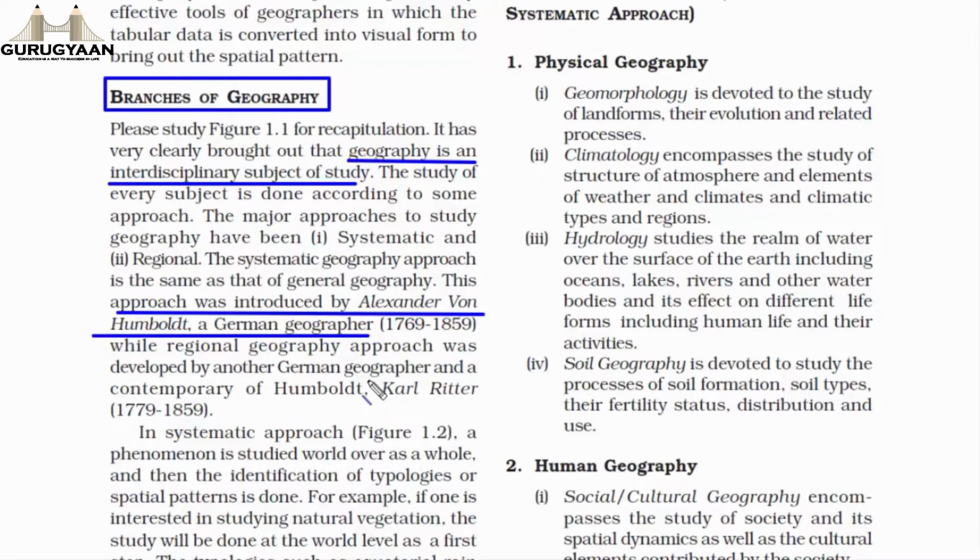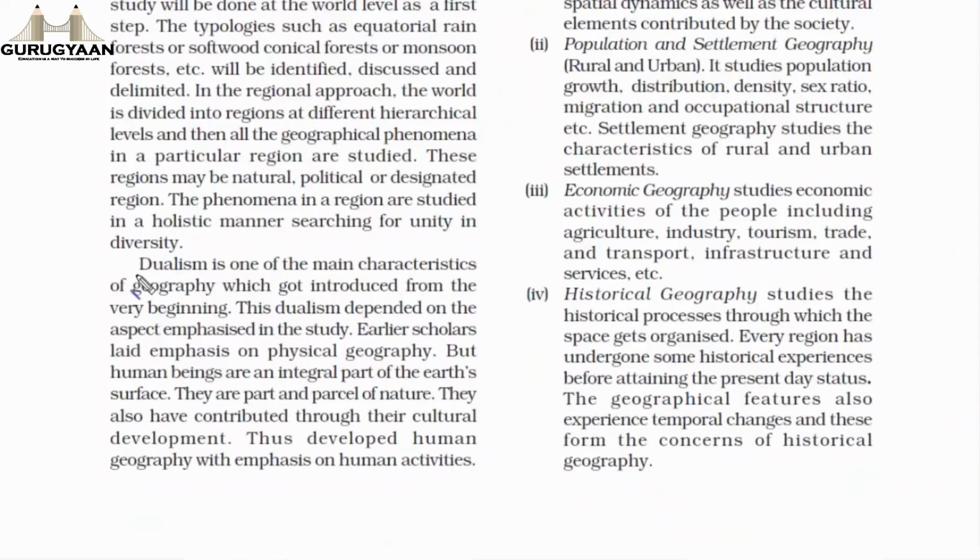So if you were to understand geography as a whole, you need to learn all these interdisciplinary subjects which are associated with geography. Again, you'll hear this term a lot, which is dualism. Dualism is one of the main characteristics of geography. So when we say dualism, we are actually referring to two theories.